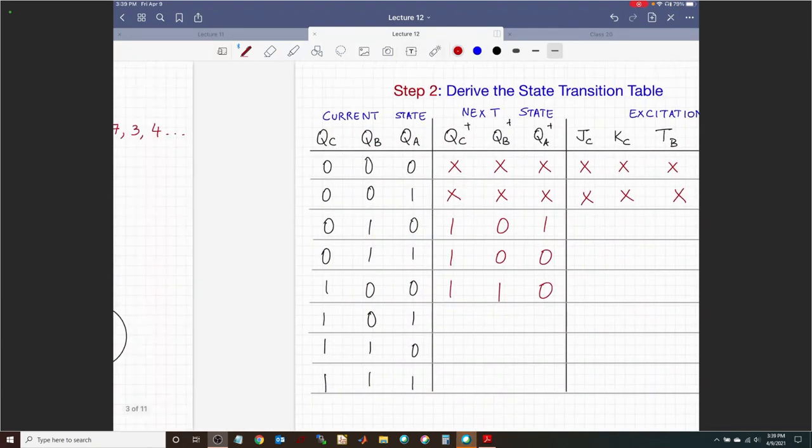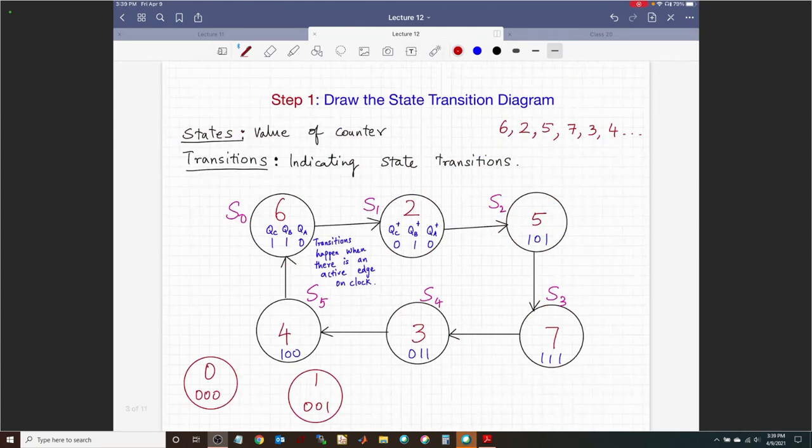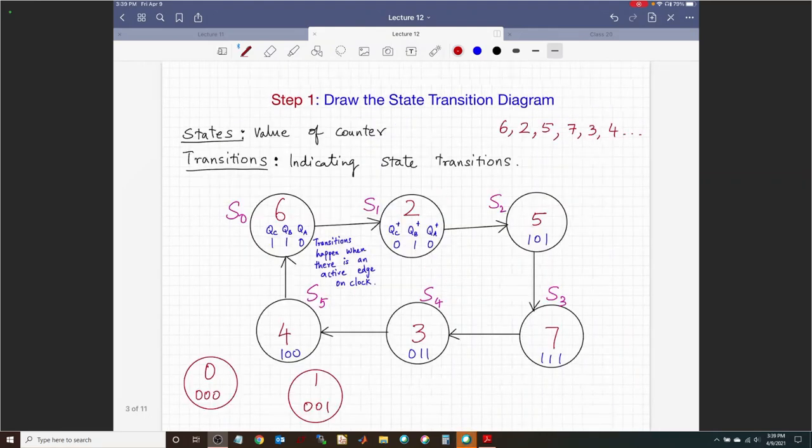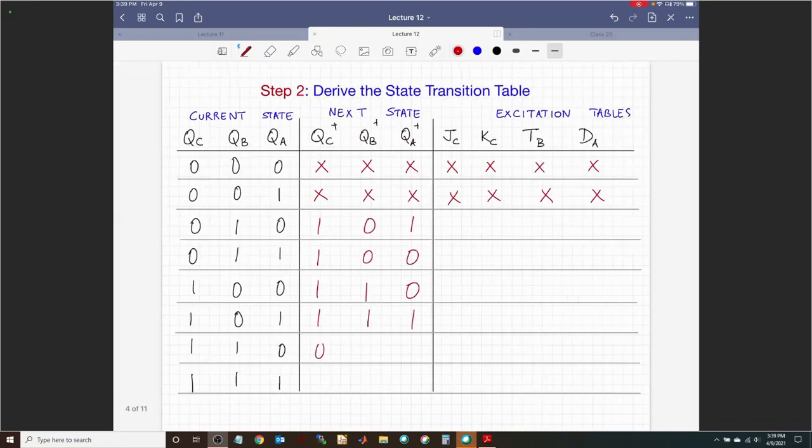5 transitions to 7. 1, 1, 1. 6 transitions to, I believe, 2. 6 to 2, yes. And then 7 to what? 7 to 3.